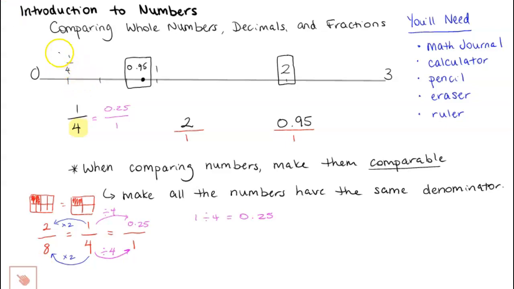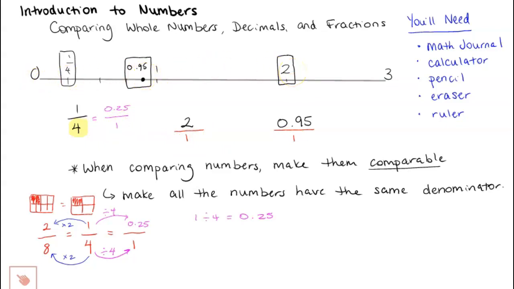It's a little bit wonky. Let's try that again. There. We have 1/4 being the smallest number, 0.95 being a little bit bigger, and then 2 over here at the largest number. So when I get the denominators all the same, I can see how the numbers compare using this number line.